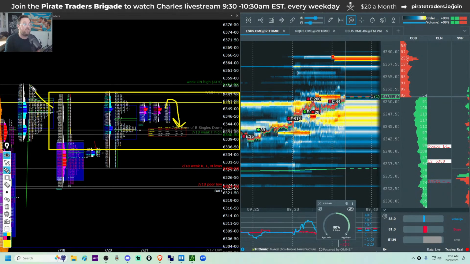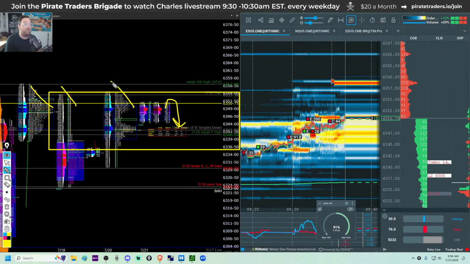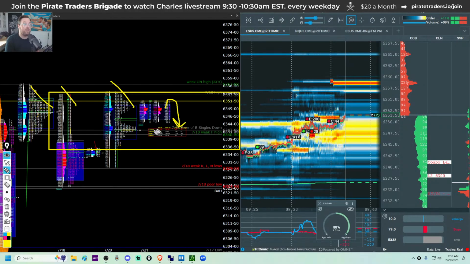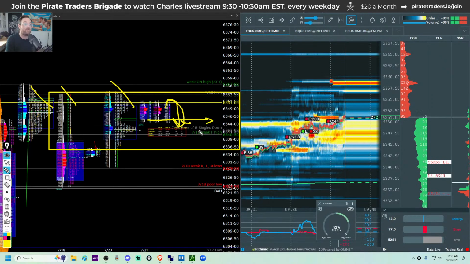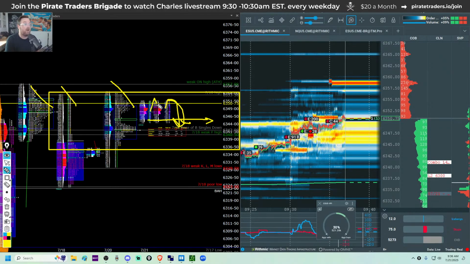We found resistance on Thursday night. We found it on Friday. We found it over the weekend. So this is where sellers have been stepping in. If they do step in today, we should come back through the opening price, come back through 63.45. If we don't, if we come back and we don't come through the opening price, that's bullish.